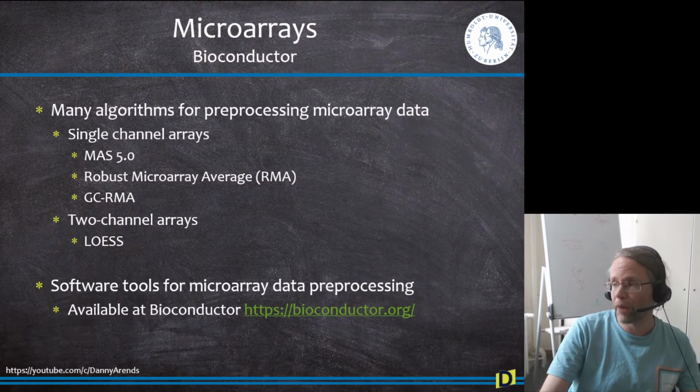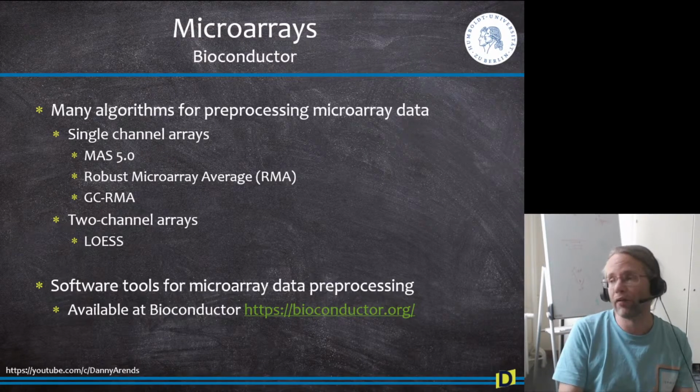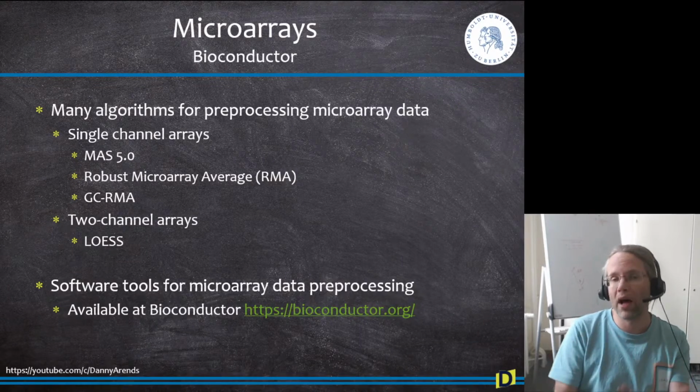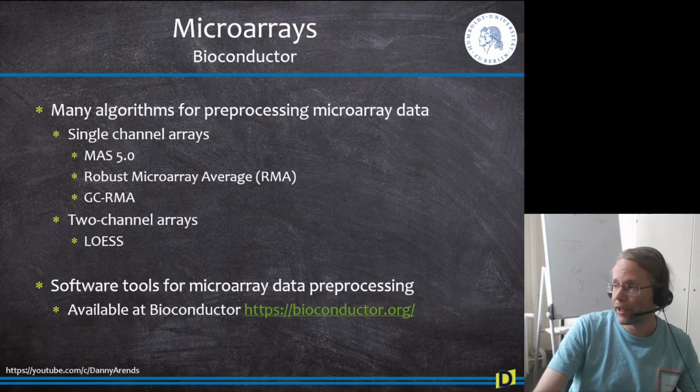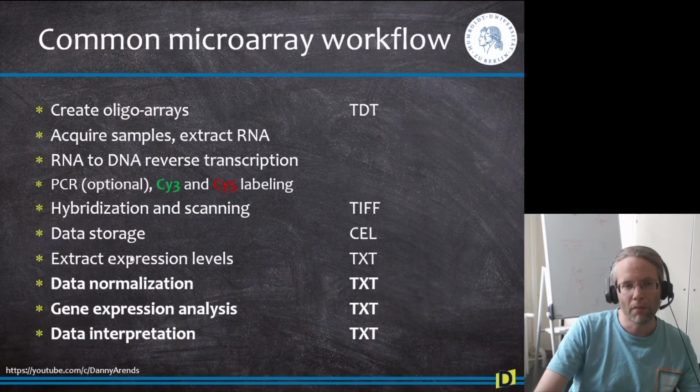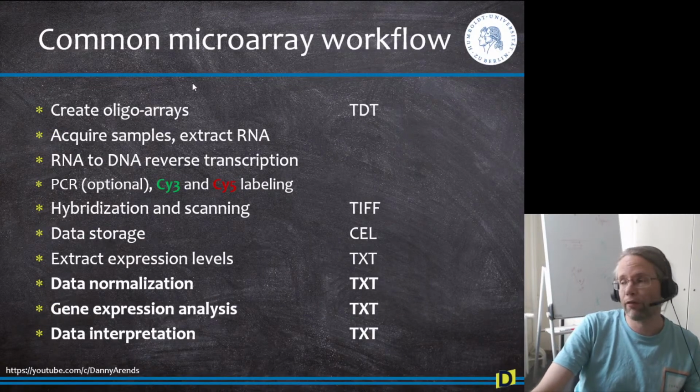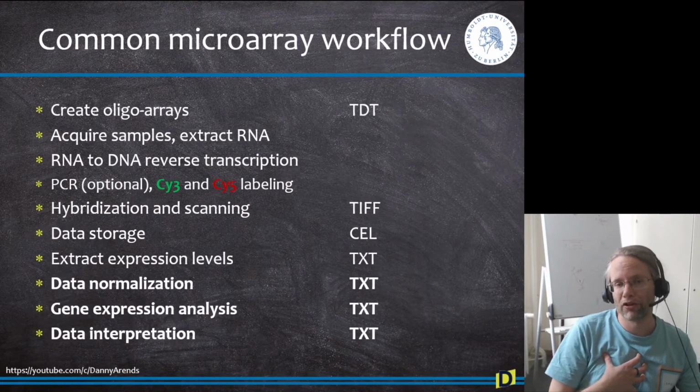And when you get your microarray data, which is generally in a CEL file, you can just take the CEL file, load it into R, apply the known best practice to it, and just run the algorithms to correct for these effects. So a common microarray workflow for a bioinformatician more or less looks like this.